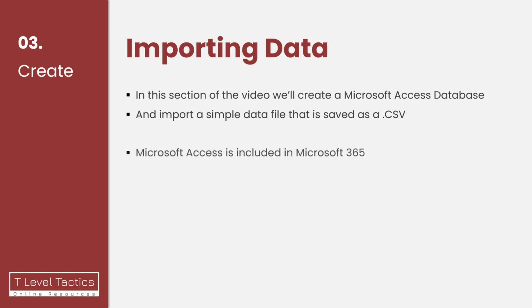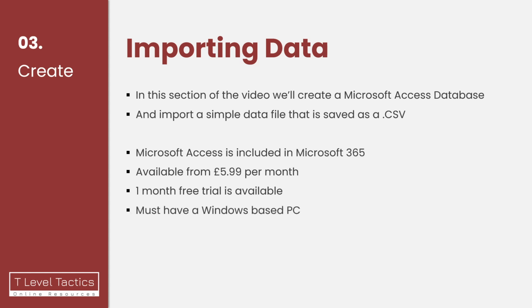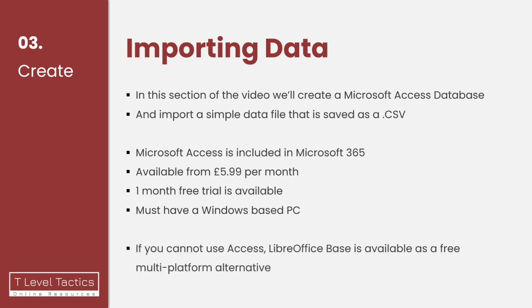Microsoft Access is included in Microsoft 365 and available from $5.99 per month. There is a 1-month free trial available, but for Microsoft Access, you must have a Windows-based PC. Now, I'm not sponsored by Microsoft, so I'm going to let you know there are free alternatives available, such as LibreOffice, which has LibreOffice Base. That's available as a free multi-platform alternative. It will use similar steps to what I'm about to show you, but the interface will look different. There is also plenty of other database software out there, but for when you're just starting out and doing this course, Access or LibreOffice Base is going to be more than enough.